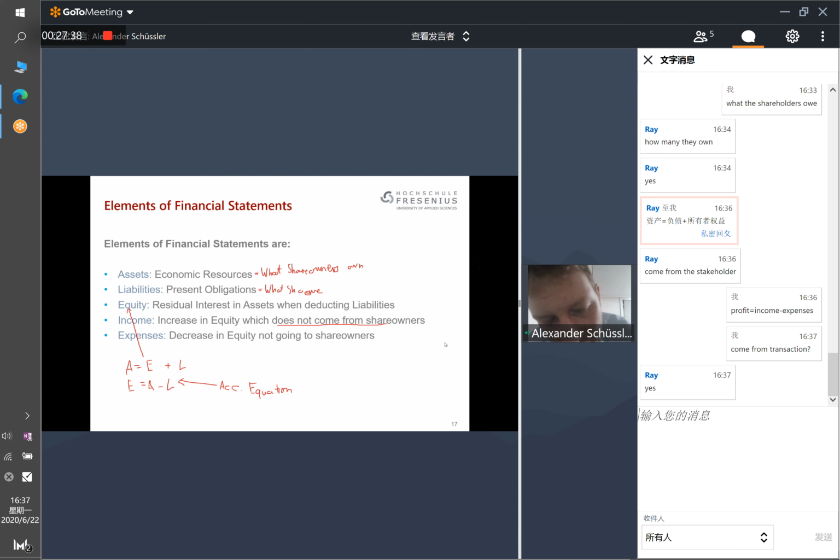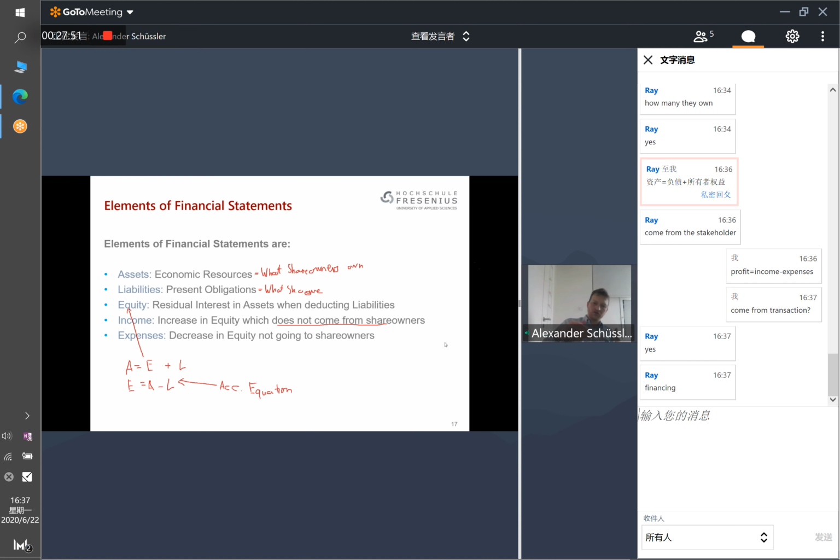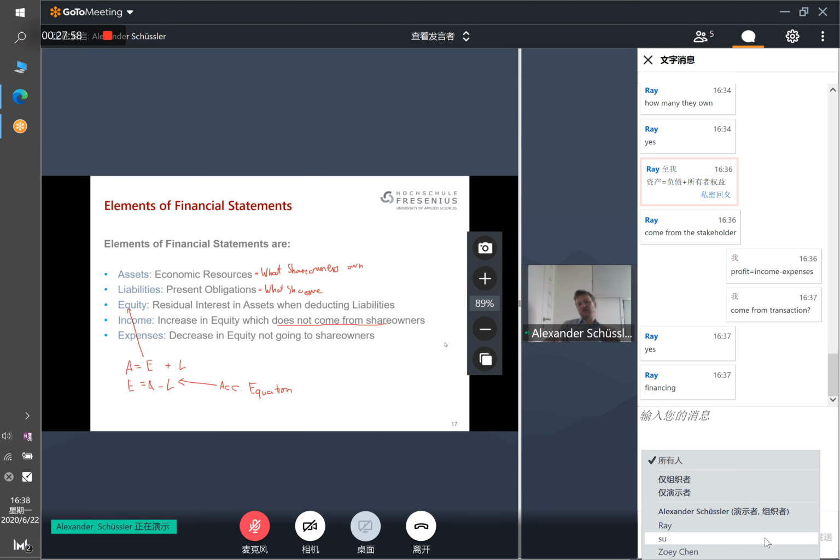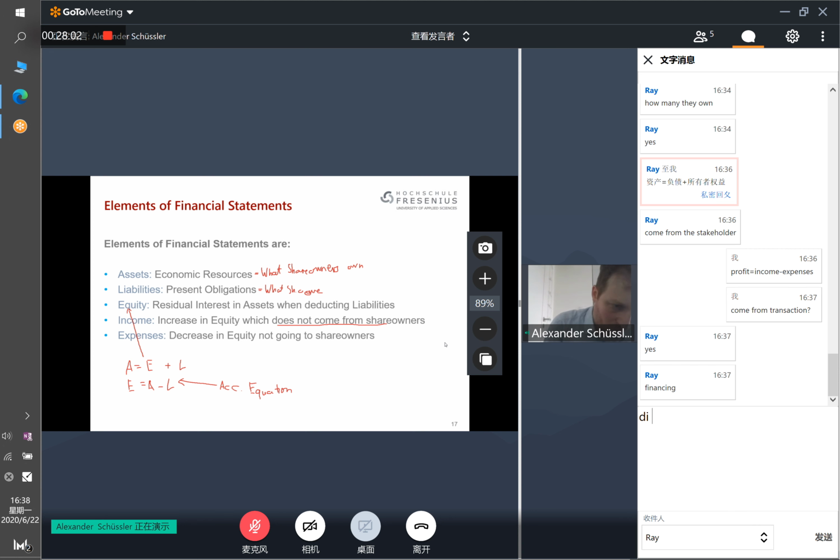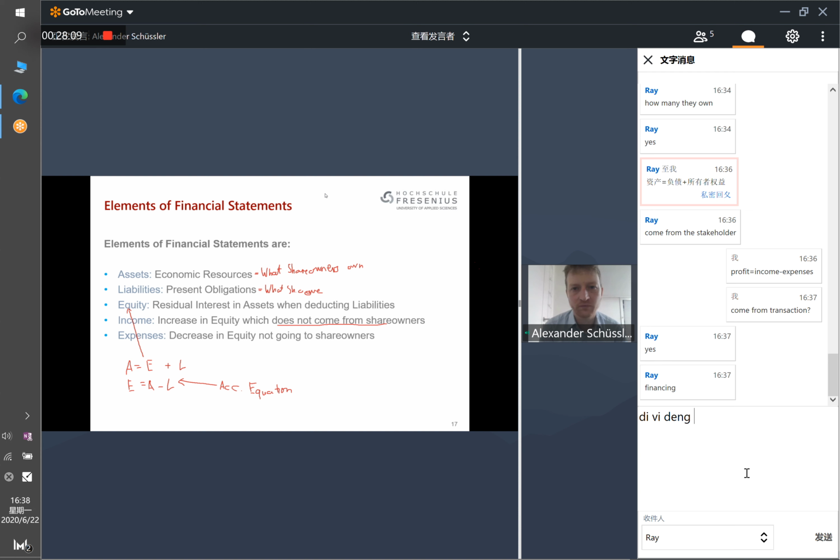Then we have expenses, and expense is a decrease in equity not going to share owners. Yeah. Sometimes decreases in equity also go to share owners. For example, in the case of a dividend. Yeah, when the company pays a dividend, it goes to share owners. But expenses are decrease in equity but are not going to share owners. Yeah. And we have the profit, which is income minus expense.